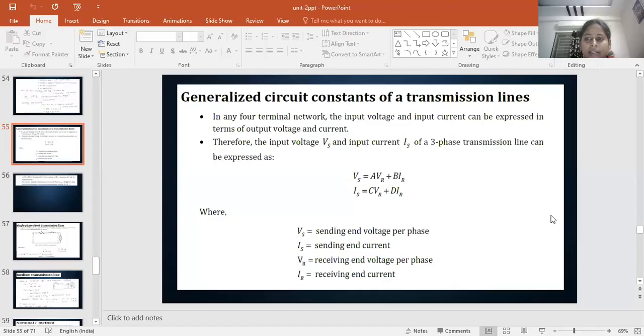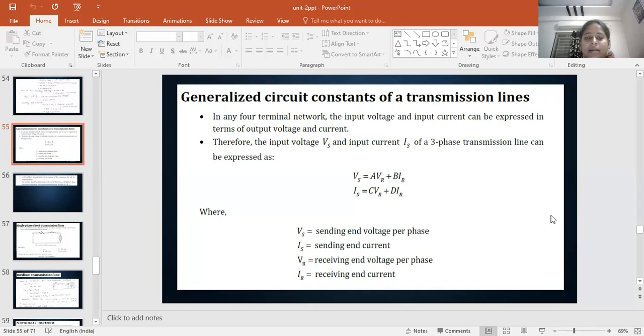Good morning, students. In the previous class, we discussed the nominal T method, the nominal pi method, and the end condenser method. For these transmission lines, we can calculate the expressions for the sending end voltage and sending end current.